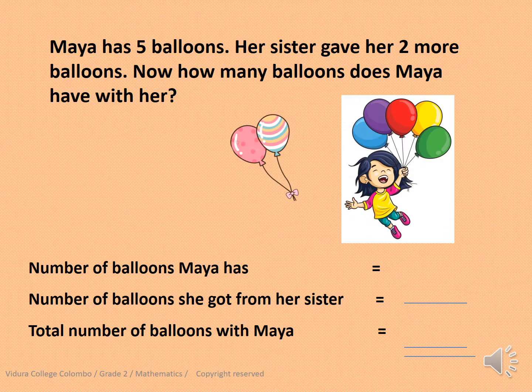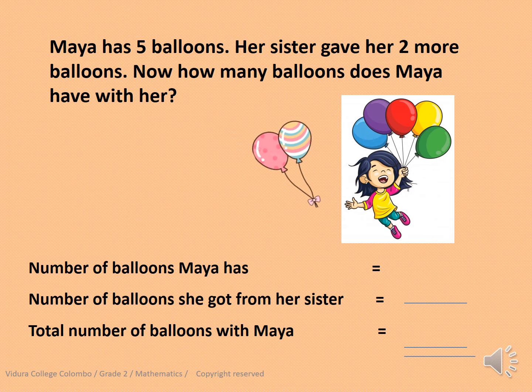Perfect. Now, let's look at another question. Maya has 5 balloons. You can see that in Maya's hand, she has 5 balloons. Her sister gave her 2 more balloons. See, her sister gave her 2 more. Now, how many balloons does Maya have with her? How many balloons are there with her now? I know you can count and tell, but let's write the answer in statements.